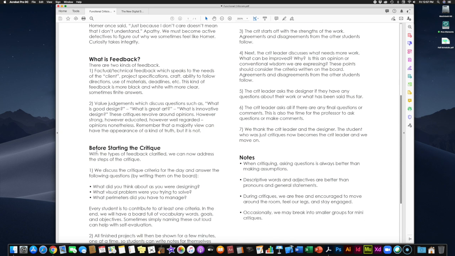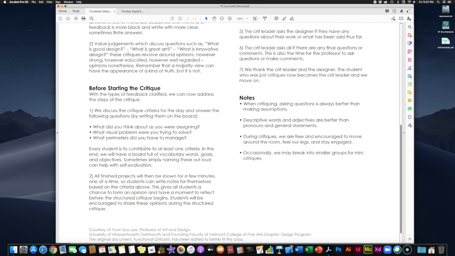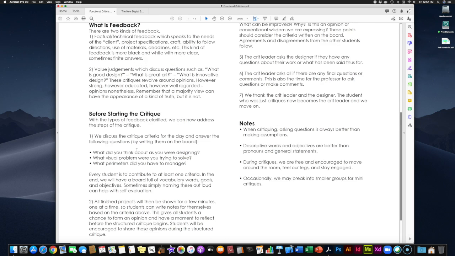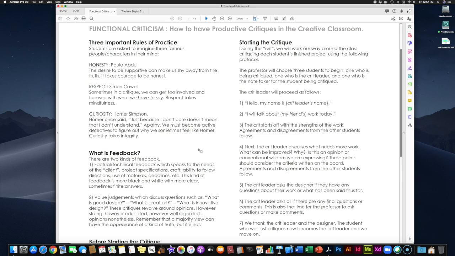Okay, now this section here before we start the critique is really indicative of what we would do in person in class. So we can't do this so much on Canvas, but it is useful to read through it because it is sort of the same sort of process to some degree, right?